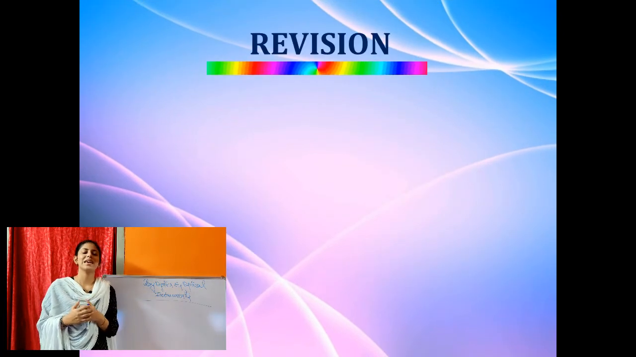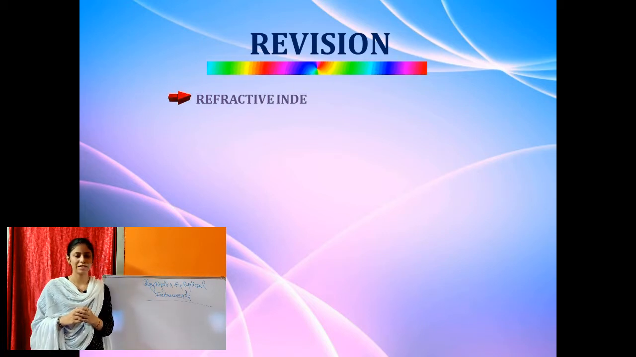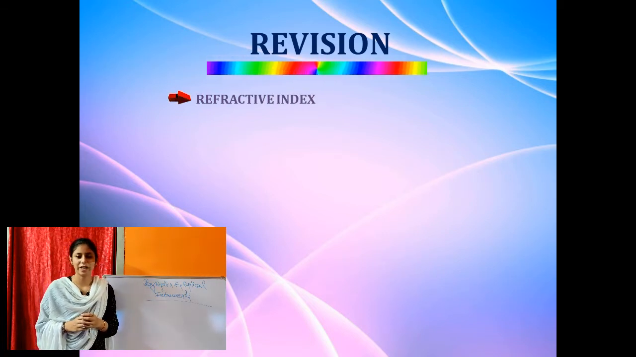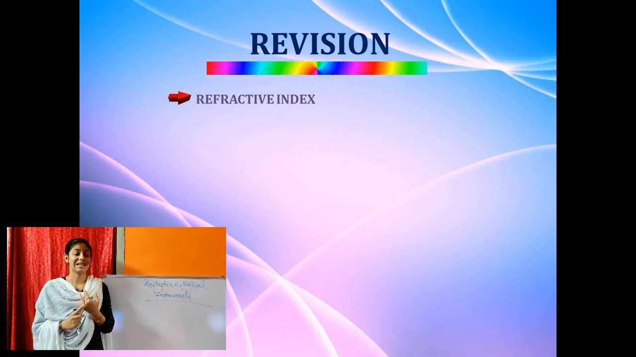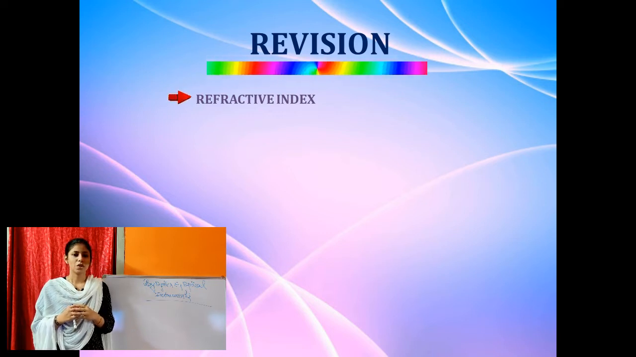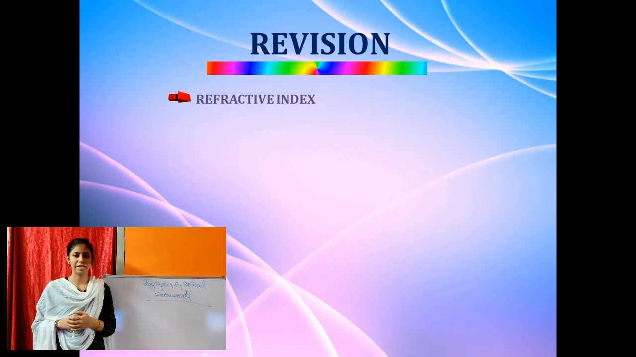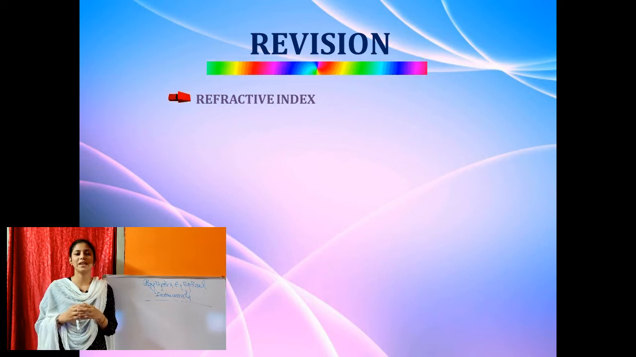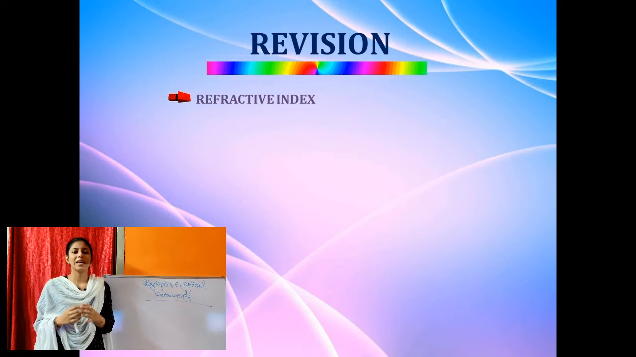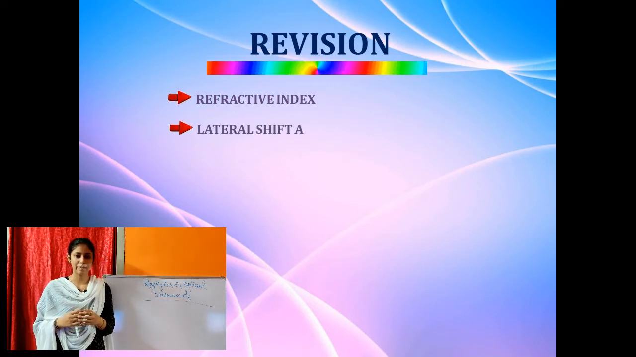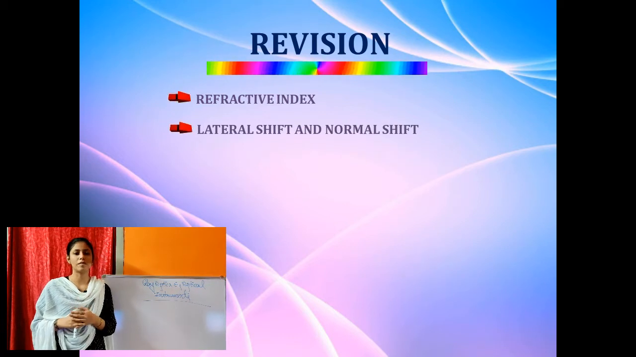In the previous class, we had learned about refractive index. There are two types of refractive indices: relative refractive index and absolute refractive index. Relative refractive index is the ratio of the refractive index of one medium with respect to another medium, and absolute refractive index is the ratio of the velocity of light in vacuum to the velocity of light in the given medium.